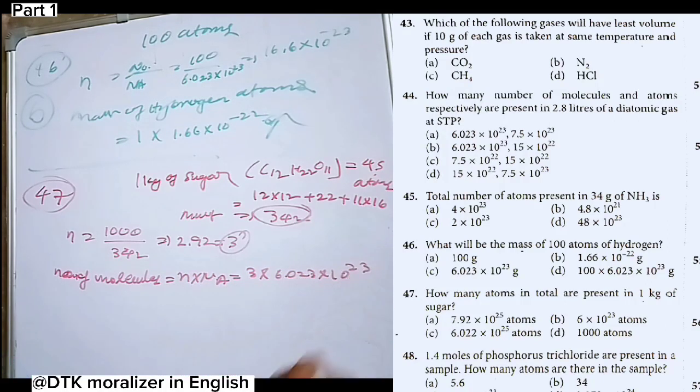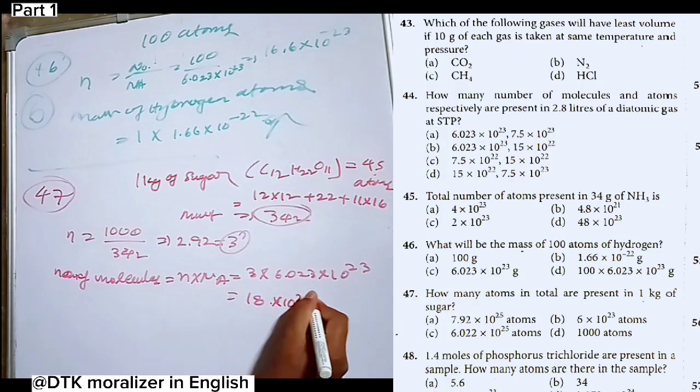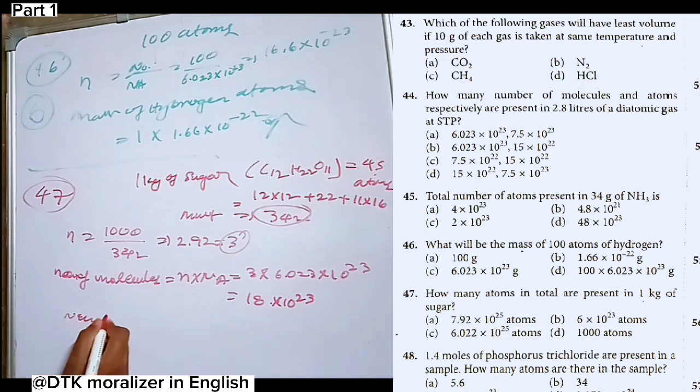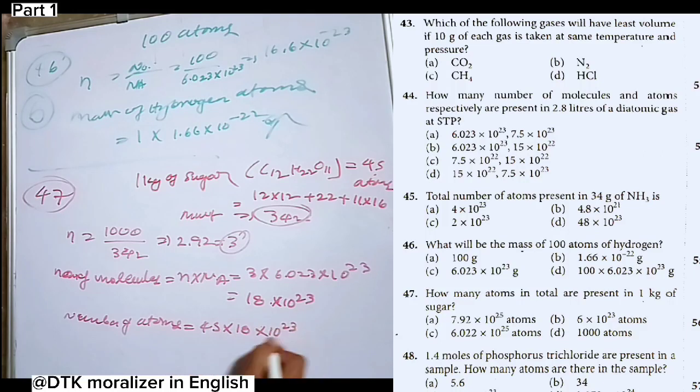Here for mole, 1000 by the molecular weight 342. So here mole comes out as 2.92, which as a round figure is 3. Number of molecules is equal to n into Na. So here 3 into Na, it is 18 into 10 power 23. It is the number of molecules. For number of atoms, we have to multiply with 45, so 45 into 18 into 10 power 23.